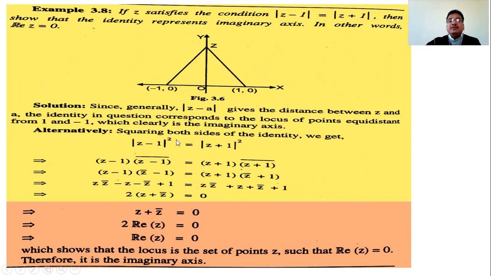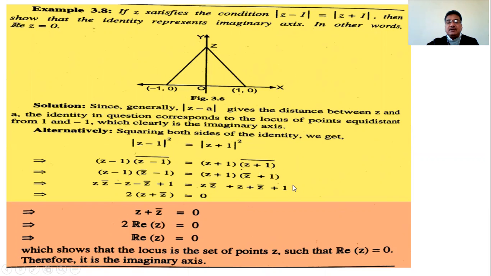So squaring both sides. No need of this figure. Directly write, squaring both sides. This is given. And what do I have to show? We have to show the real part of Z is 0, that is, this locus represents the imaginary axis. So squaring both sides, what do we have?